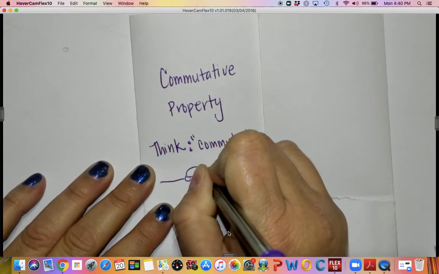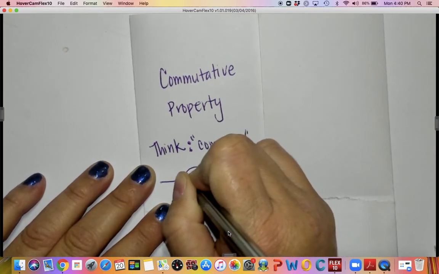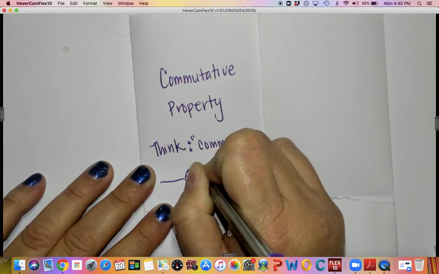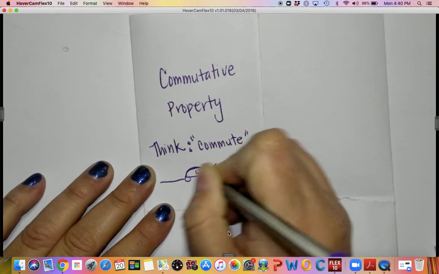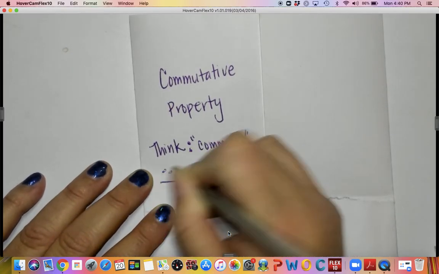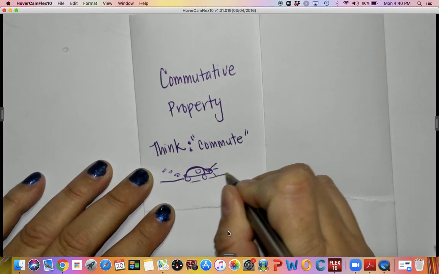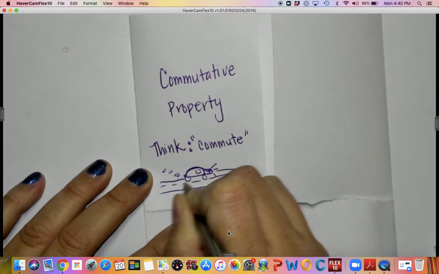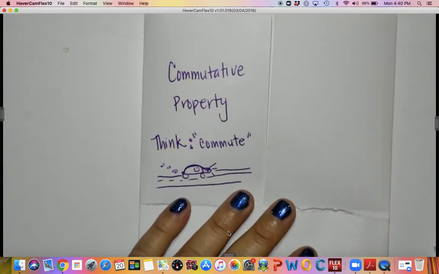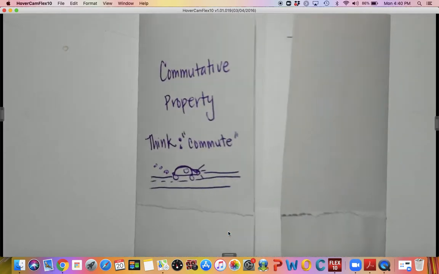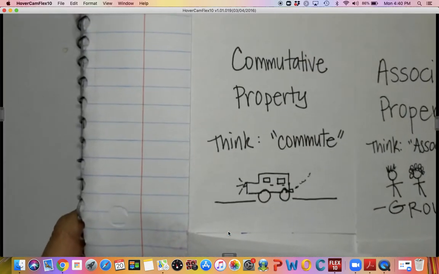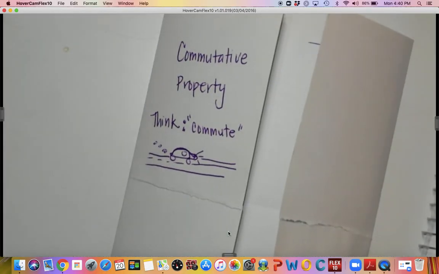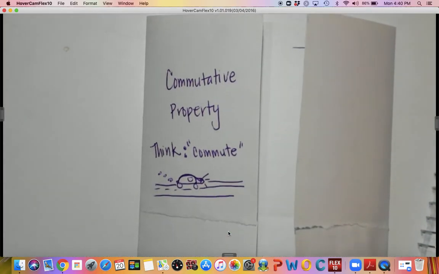I'm going to draw a little car. Don't laugh. Make your cars look better than mine. I'm going to draw a little car commuting on the road. Wow, that was bad. This was my car from last time. Much better. All right. Commutative property. Think commute from one way to the other.